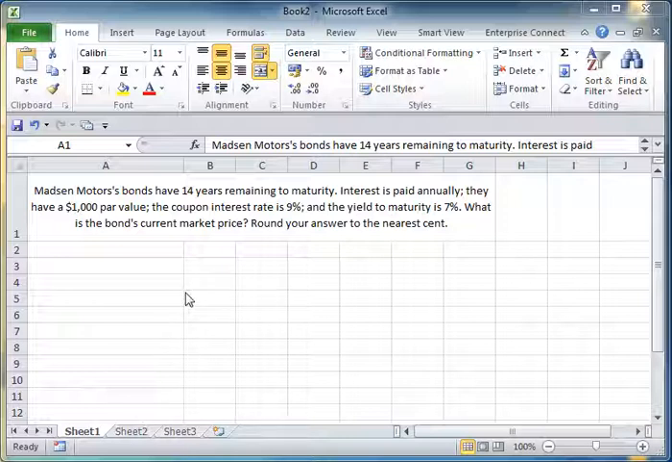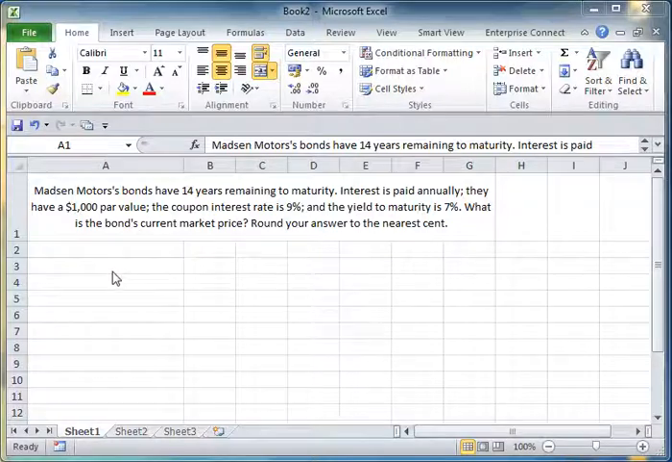Madsen Motors bonds have 14 years remaining to maturity. Interest is paid annually. They have a 1,000 par value. The coupon interest rate is 9% and the yield to maturity is 7%. What is the bond's current market price? Round your answer to the nearest cent.